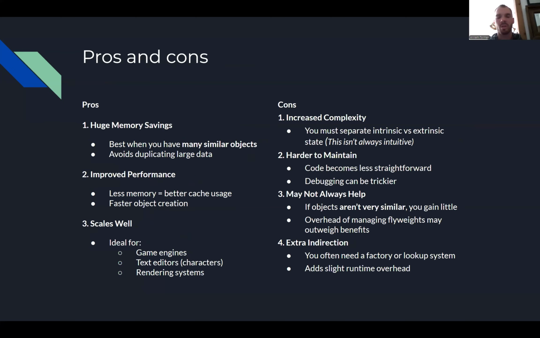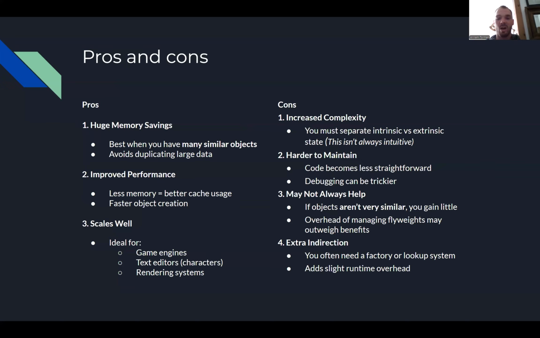So this brings up a lot of pros and cons to the software design. The first con would obviously be that you have to separate and make a distinction between intrinsic and extrinsic data. This isn't always intuitive. It kind of depends on the project, the team, the developer, those kind of things, and that can consequently make things harder to maintain. Code can become less straightforward because, again, you have to make clear lines and distinctions, making debugging a little bit trickier.